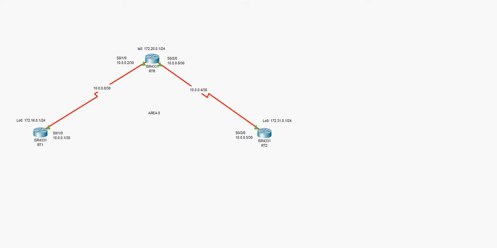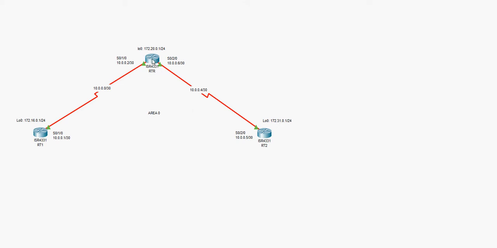Okay, in this video, I'm going to talk about simple configuration of OSPF on Cisco routers. For this, I'm using Cisco Packet Tracer. This tool is actually used by Cisco Academy students. In this simulation, we have three routers: RT1 and RT2, and they're both connected to the RTR router.